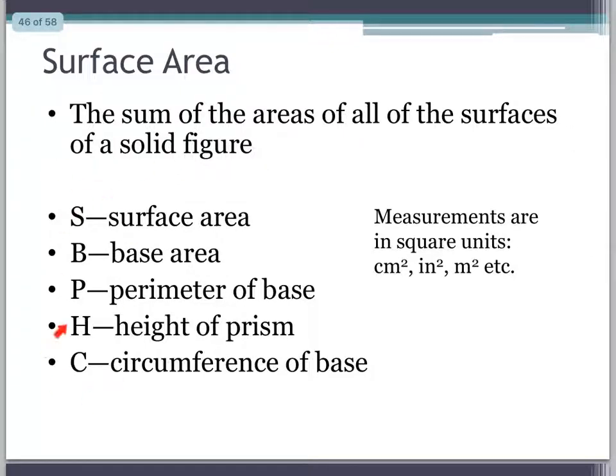Now, you can use these weird things for a formula. That's fine. We'll talk about that. S is surface area, B is base area, P is perimeter of the base, H is height, C is circumference. Something to remember is the measurements are in square units. We're not doing volume. Volume is cubed, but this is just a bunch of squares or circles and rectangles and stuff added together. So it's still just surface area, so it's still just squared.